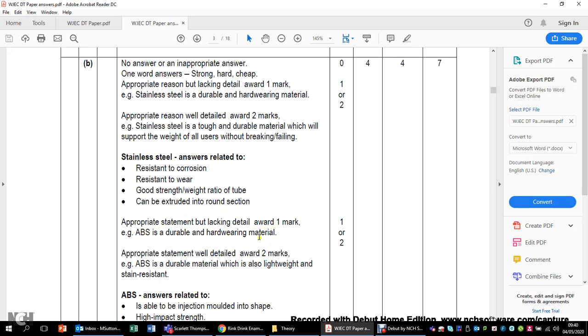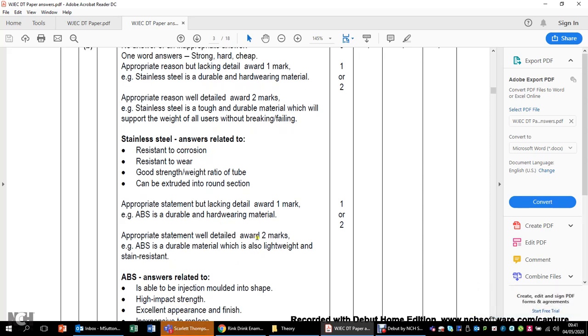ABS is a durable and hard-wearing material, which it is, but you haven't actually given any real key to that one. So what impact does it have on the product? An appropriate statement would get a full 2 marks: ABS is a durable material which is also lightweight and stain resistant. So you've got it's lightweight and stain resistant.